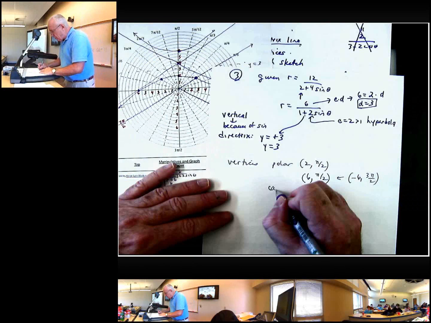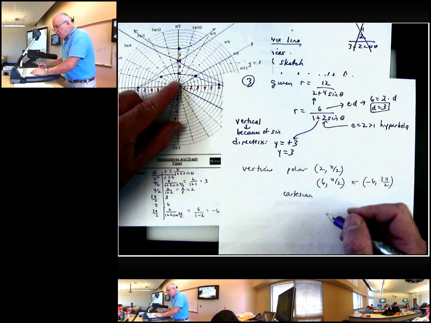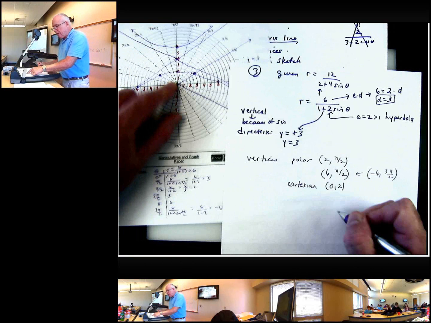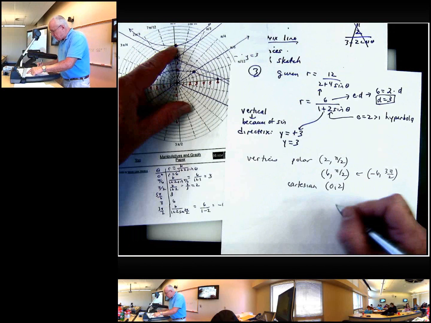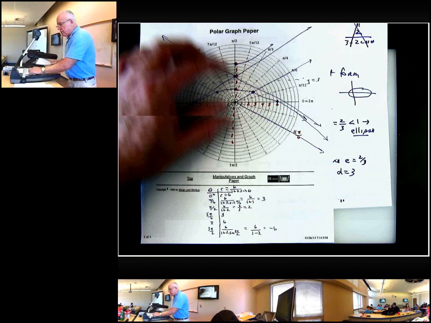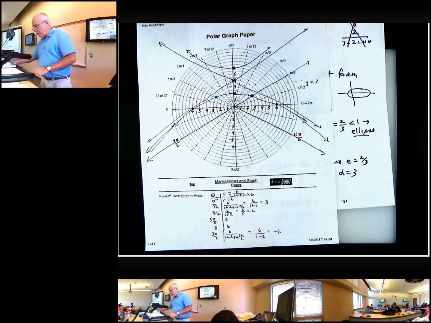If we want to look at Cartesian coordinates for our vertices, this would be the point, let's see, y is 2, x is 0, so (0, 2). Here y is 6, x is 0, so (0, 6). So from the drawing, we can see that at the top and bottom of those two shapes, that's where we're going to have our vertices.